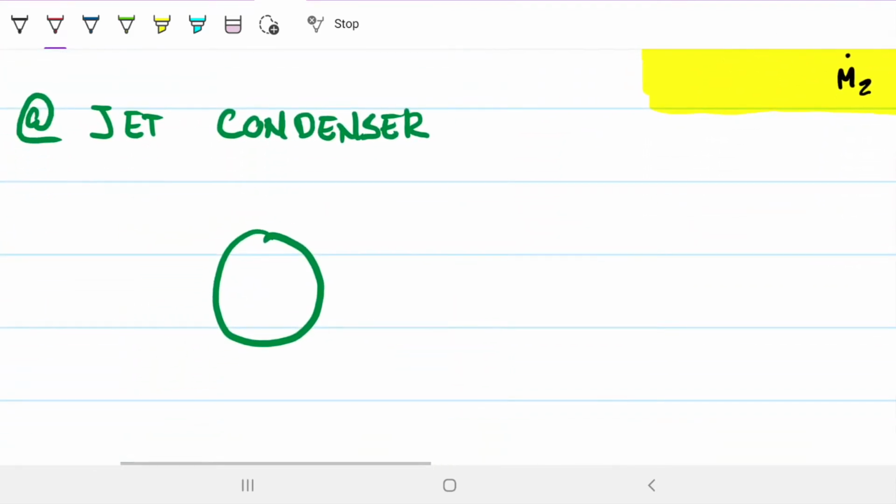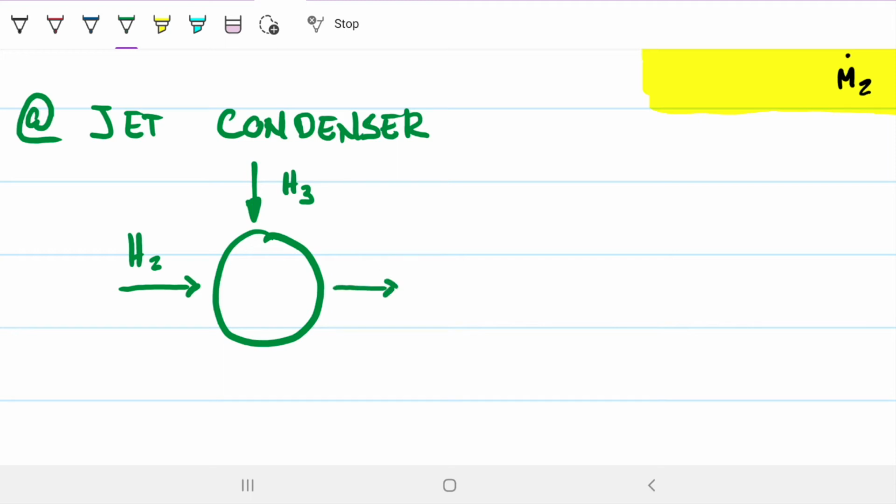Let's do a little energy balance at the jet condenser, which is the other process that is occurring here. So what do we have at the jet condenser? Well, in terms of energy and in terms of mass. In terms of energy, I have my state 2 entering here, so enthalpy 2 entering here. I have the water mixture entering here, so that's my state 3 entering, and leaving I only have the state 4 enthalpy leaving. I don't have any other output from this jet condenser.